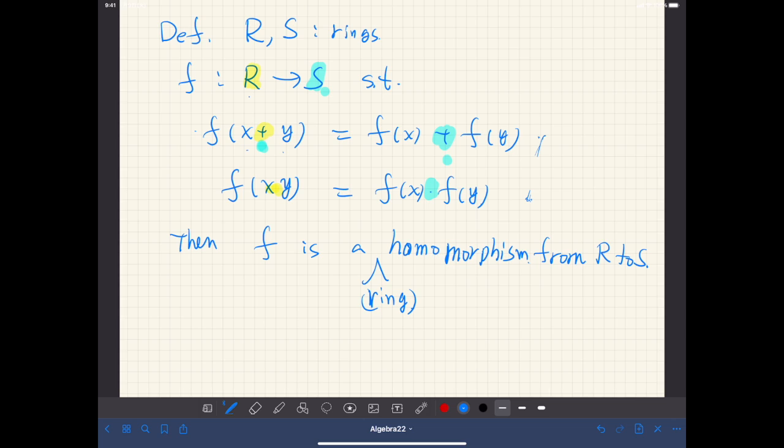So just like the case for groups, the ring homomorphisms are mappings that preserve the structure of rings. Okay, so addition to addition and multiplication to multiplication, and we will see more structures are actually preserved by homomorphisms.